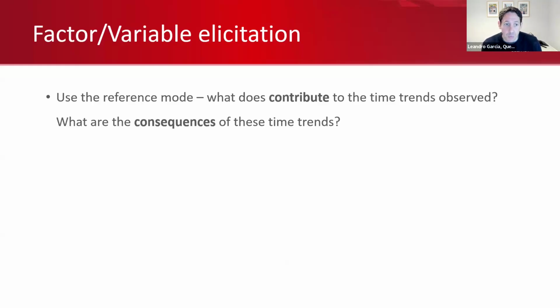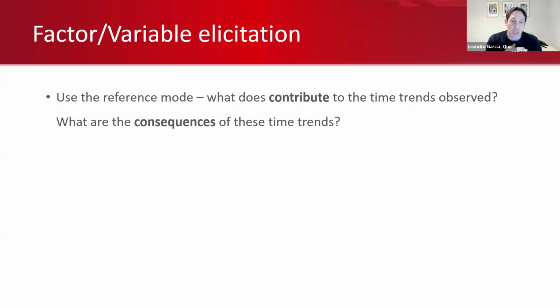Using the reference mode, we ask ourselves two questions. What does contribute to the time trends observed? And what are the consequences of these time trends? Note here that I use contributors and consequences purposefully at this stage, even though, because it is a causal diagram, they are not contributors and consequences with that very sharp distinction, because consequences can contribute to time trends in the future, right?